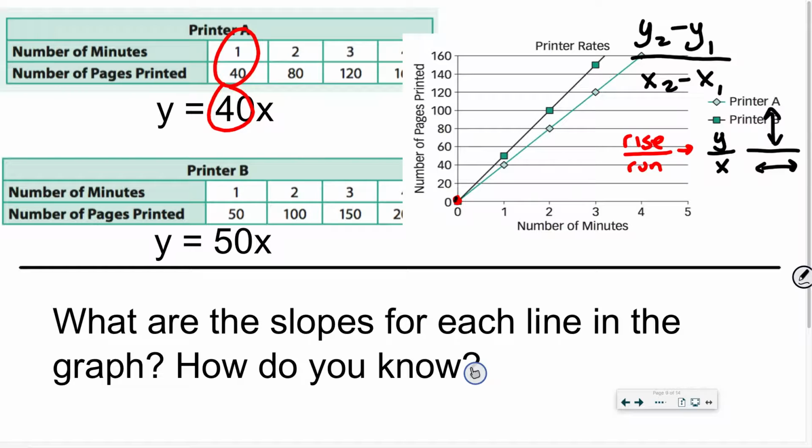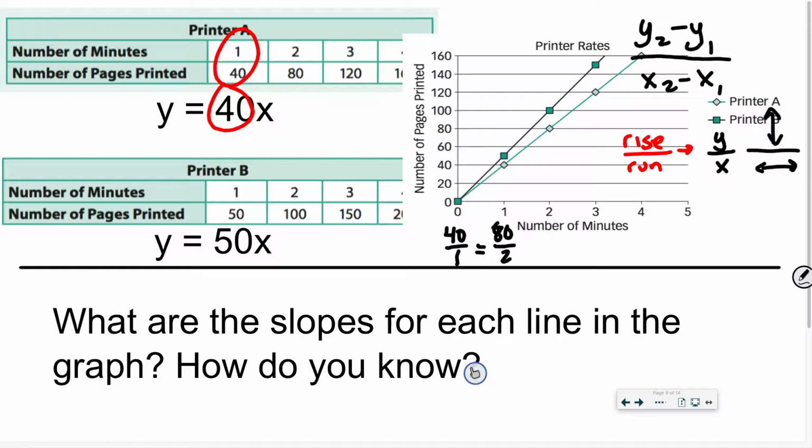And I like how Jordan pointed out two things. Our rise here of 40 and over 1 would give us a slope of 40 over 1. But what if that coordinate wasn't on our graph and she decided to go to a different coordinate? From here, up 80 and over 2. 80 over 2, if I simplify it, they're the same.